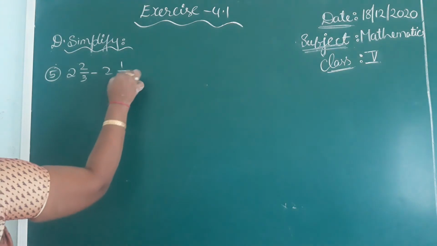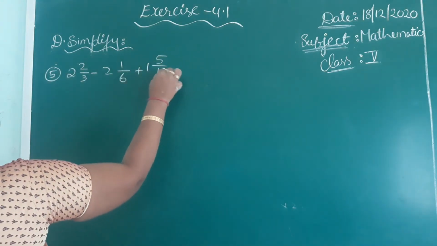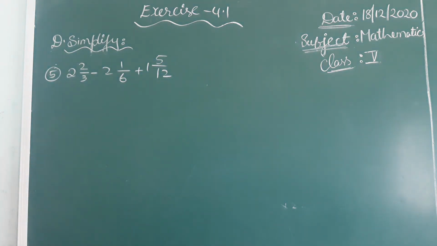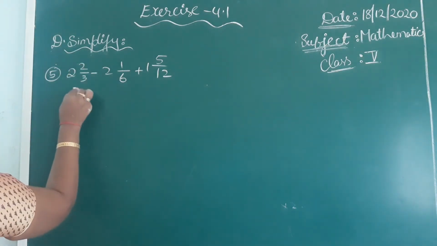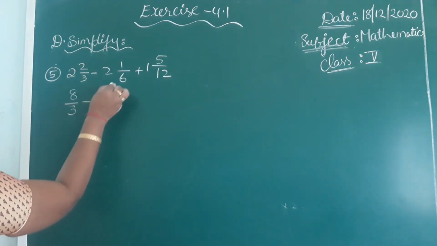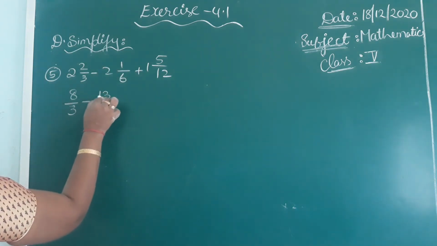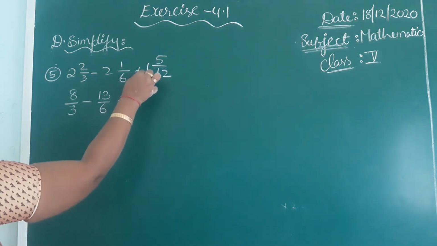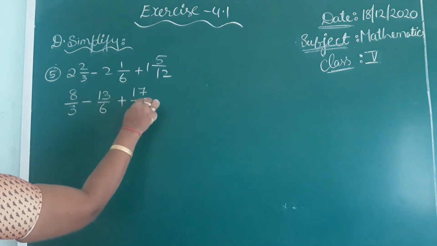Minus 2 1 by 6 plus 1 5 by 12. Okay, here first you have to convert these mixed numbers into improper fractions. Convert it into improper. 2 3s are 6, 6 plus 2, 8 by 3, minus 6 2s are 12, 12 plus 1, 13 by 6, plus 12 1s are 12, 12 plus 5, 17 by 12.